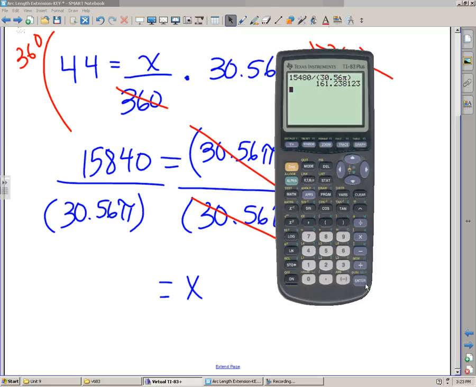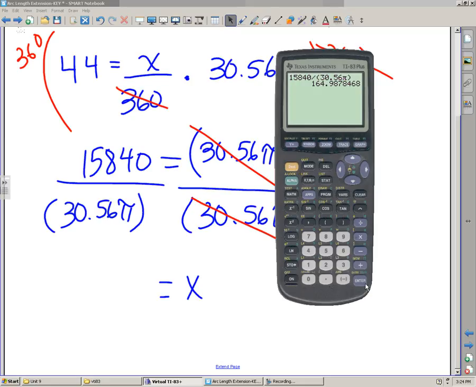We're going to round this to the nearest whole degree, and I did something wrong here. Let's try that again. Oh boy, clear this, try this again. 1,508.40 divided by parenthesis 30.56 pi, there we go.